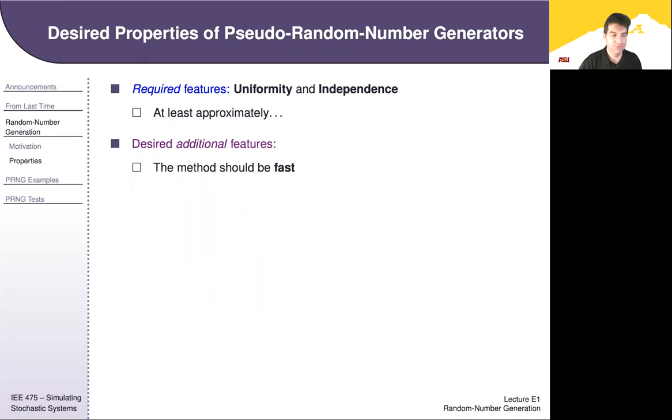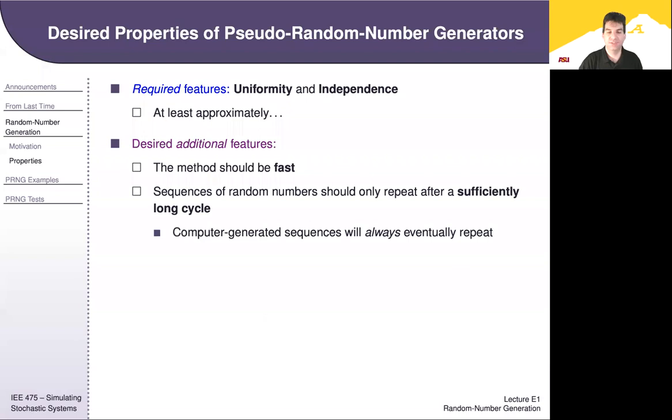The method should be fast. So you should be able to draw a lot of these random numbers in a short amount of time. The sequences of random numbers should have a sufficiently long cycle. Computer-generated sequences will always repeat. So eventually you'll start seeing the pattern repeat itself, but it should repeat after millions of numbers, not hundreds or tens.